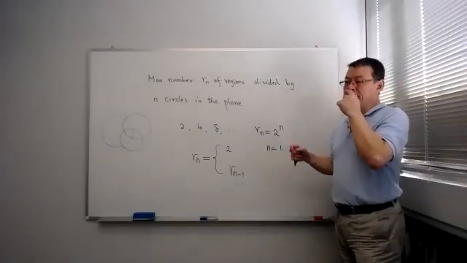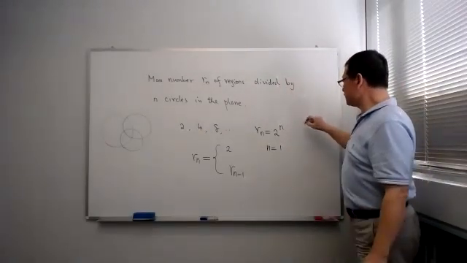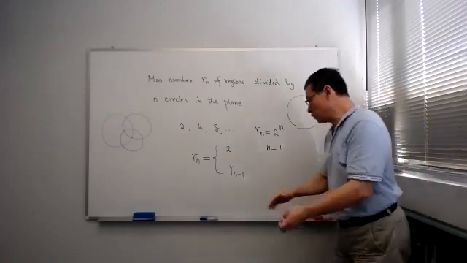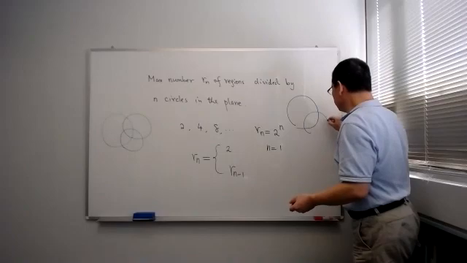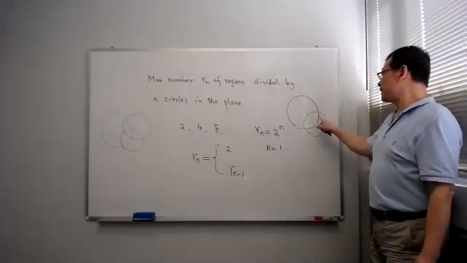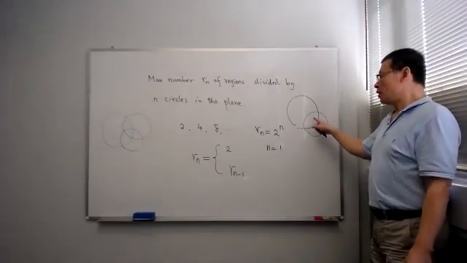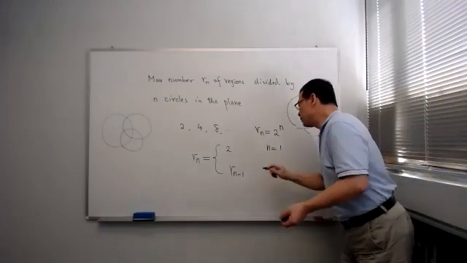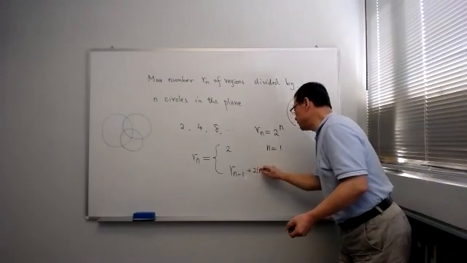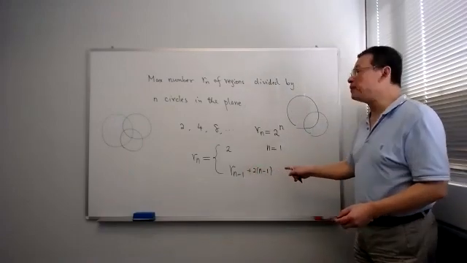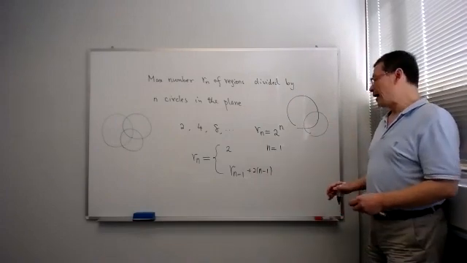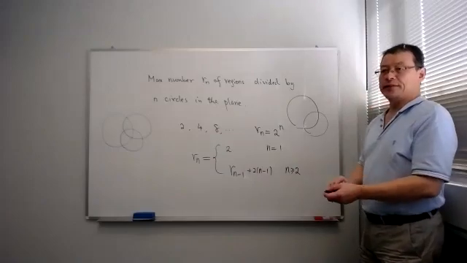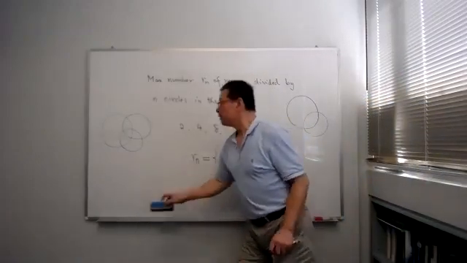Now if I add a new circle, if this circle intersects with an older circle, then this circle will be divided into 2. So it will create one more region for each older circle. So therefore, here will be plus 2 times n minus 1. So that's the maximum number. All right, so that's for n at least 2. So we get this recurrence relation for R of n.